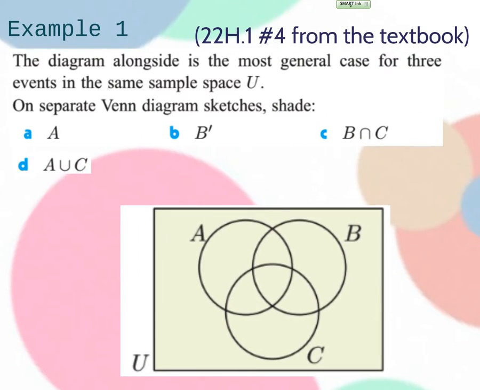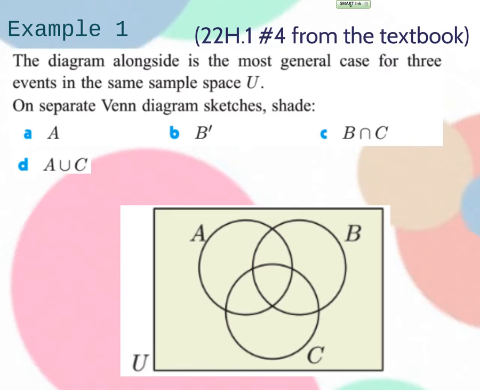So here's our first example. It is directly out of your textbook if you would like to look at it. It's the diagram that represents the most general case for three events happening in the same sample space. So this kicks it up a notch. You've got three different events, A, B, and C, in our sample space U. You'll often see two different events, but you might occasionally see three different events here.